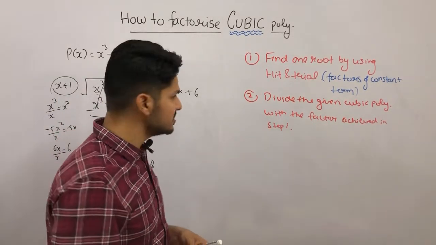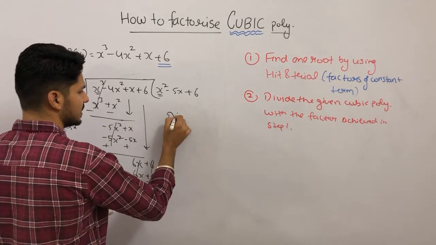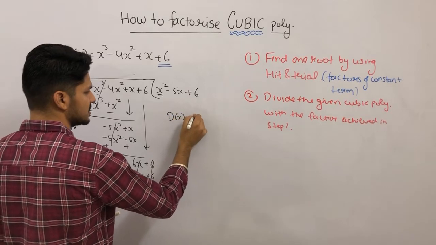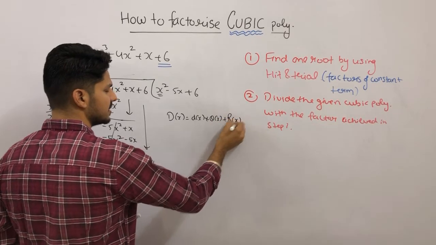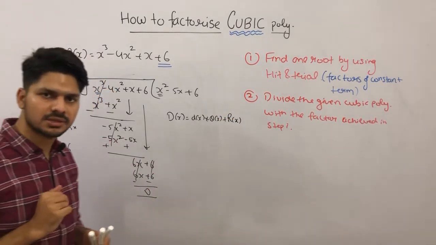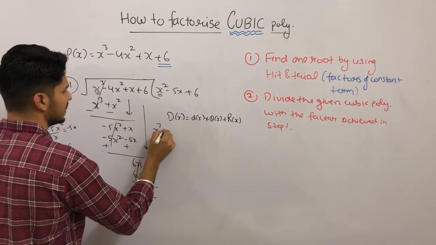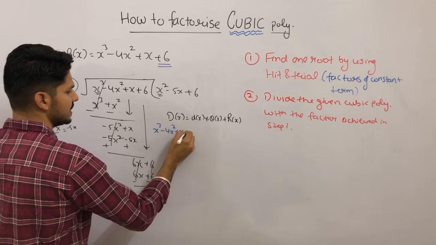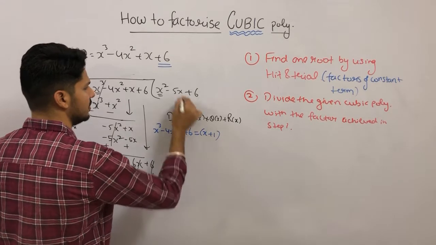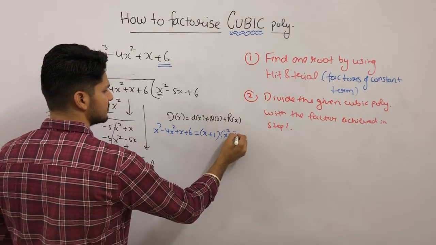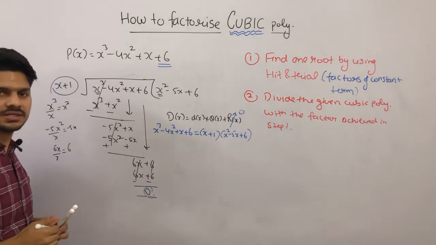Now we know the division algorithm. What is the division algorithm? The division algorithm says that dividend is equal to divisor into quotient plus remainder. This is what our division algorithm says. Here, what is the dividend? The dividend is x cube minus 4x square plus x plus 6, which is equal to the divisor, x plus 1, into the quotient, x square minus 5x plus 6. The remainder is 0 here.